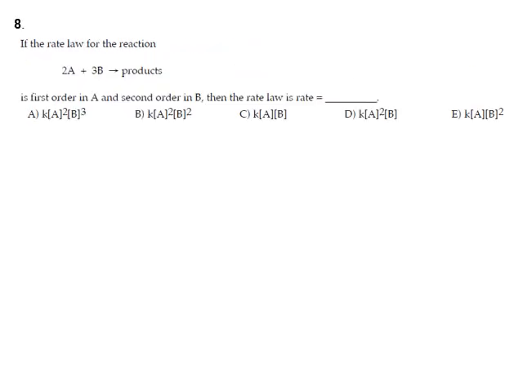Okay, so here's a new problem. If the rate law for the reaction 2A plus 3B gives products is first order in A and second order in B, you have to really pay attention here. Remember, we said that you cannot just look at that reaction and write the rate law. So here's how you write the rate law. They're telling you it's second order in B, so B has to be to the second power, and A has to be to the first power. So the rate law is rate equals k[A][B] squared, which is answer choice E here.